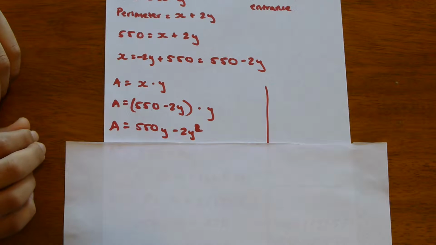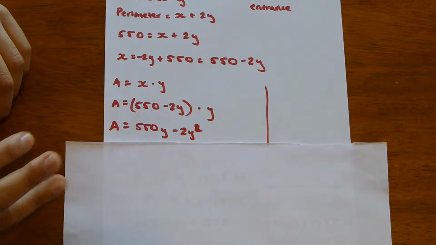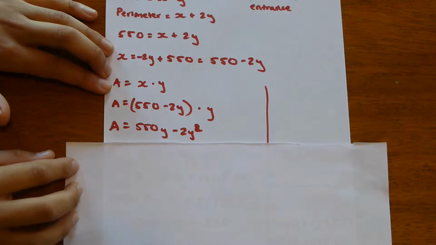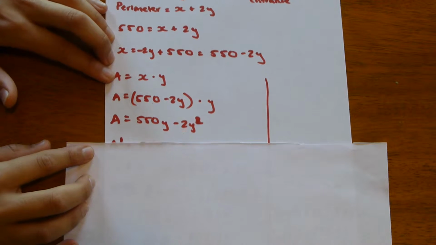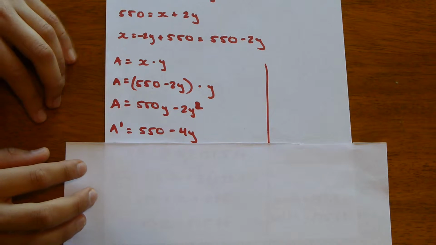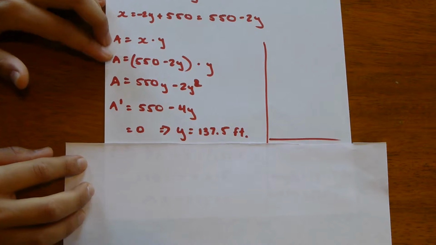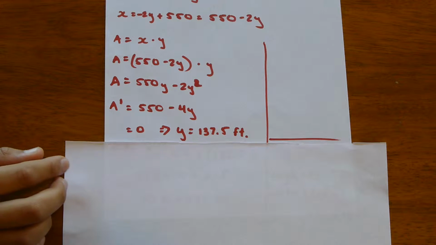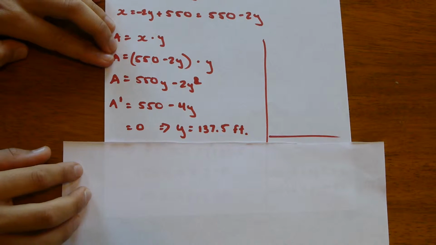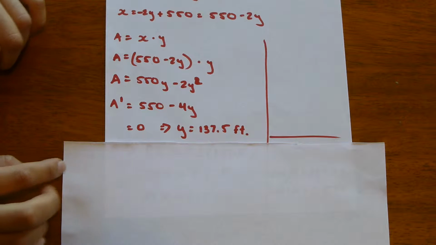Now because we know that to find a maximum of a given function, we have to find the derivative and find the critical points and test out these critical points. What we would do first is find the derivative of this equation, which in this case is 550 minus 4y. Now using this, we set it equal to 0 and we get y is equal to 137.5 feet with no other solution. This means that y has to be the optimal value for our maximum area.